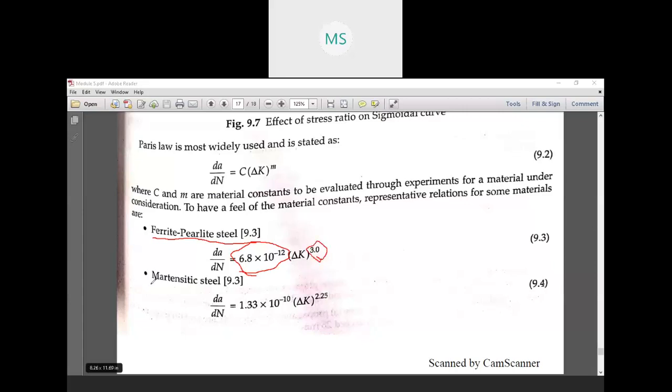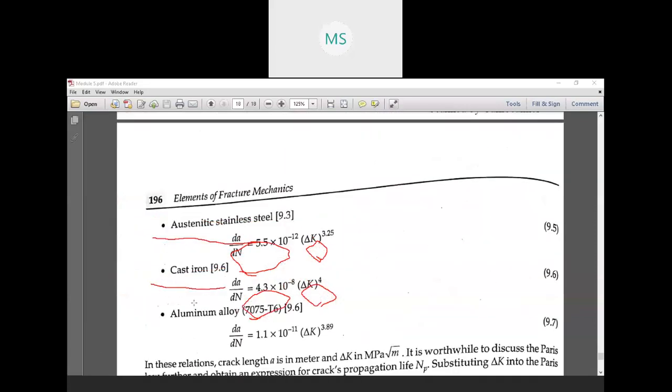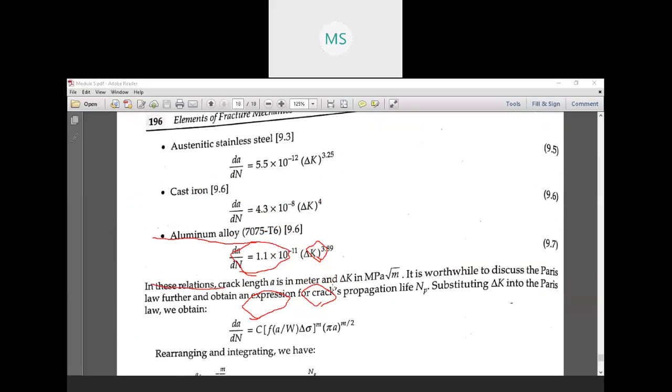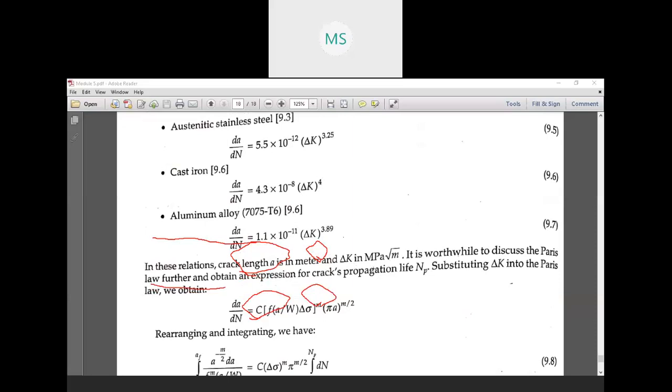And for martensitic steel it is something like this. This is the A value, this is the K value, and the M value. So it keeps on changing for different materials. You can see this is for martensitic steel, stainless steel, cast iron, aluminum alloy. It will keep on changing for each material. Understood? And this is the unit for delta K, megapascal root meter. It is worthwhile to discuss the Paris law further for obtaining an expression for the crack propagation life Np.